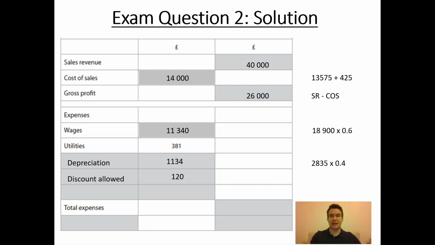The discount allowed remained at £120, and her rent remained at £2,080. Once again, in order to calculate the total expenses, we calculate all five of them by adding them together, and then we get total expenses of £15,055. Once again, to calculate net profit, we've got our gross profit minus our expenses, which gives us an answer of £10,945. Well done if you got that second question correct.